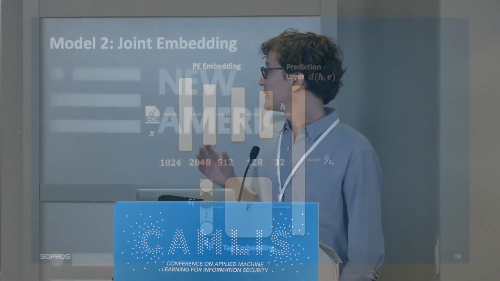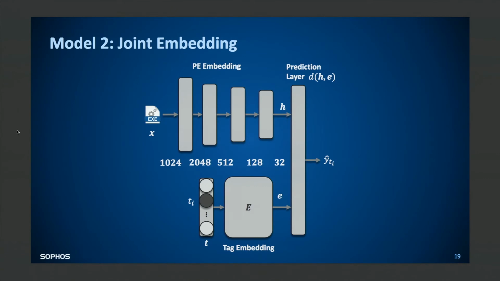The idea behind this is that we have the explicit ability to model the relationships between our labels or our tags. So we're not only looking at the relationship between files and tags, but also looking at the relationships between tags themselves.